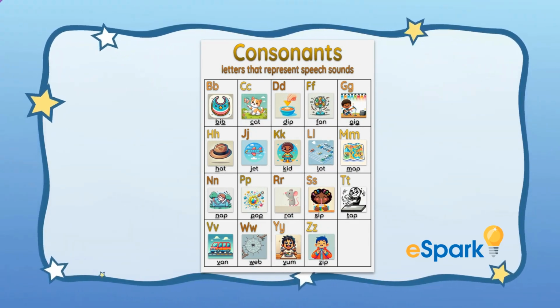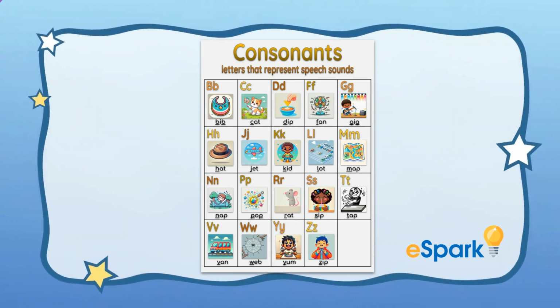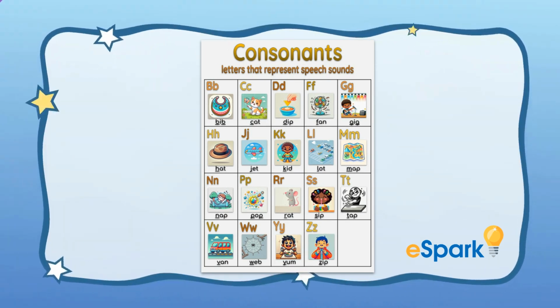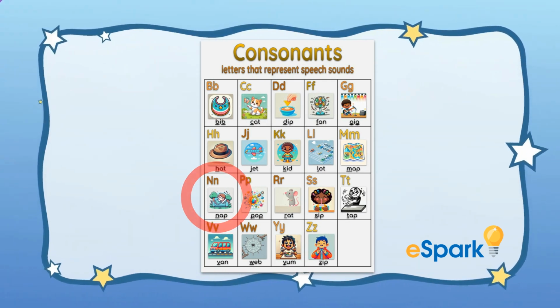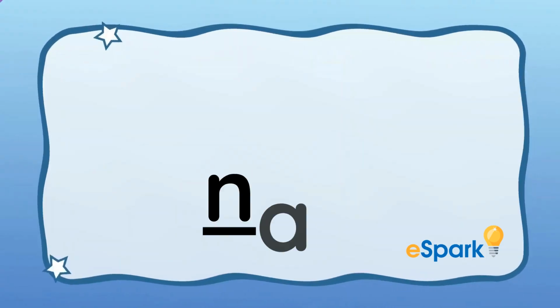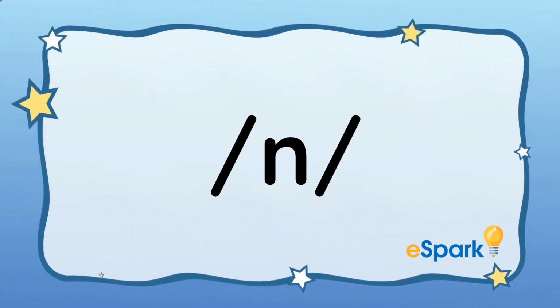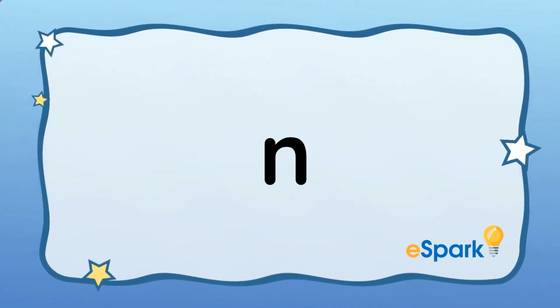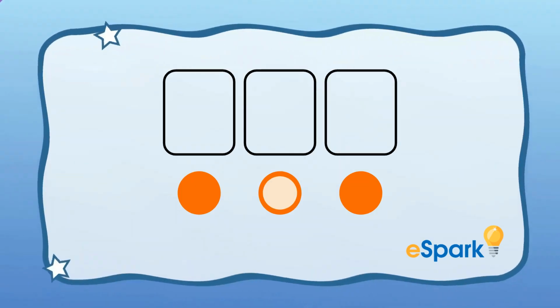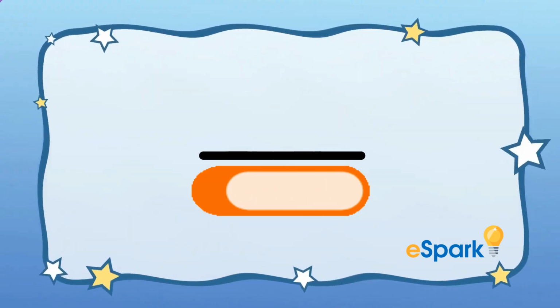Today we'll learn how letters make certain sounds and how we use those sounds to decode and read words. The letter N is a consonant that makes the voiced sound like in the word nap. We'll use the sound when decoding a word with the letter N. We'll say each sound from left to right, then blend the sounds together to read the whole word.